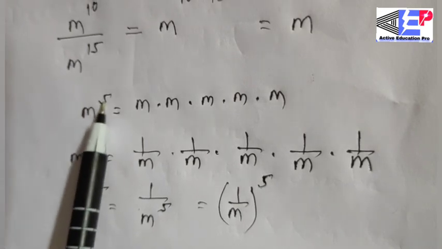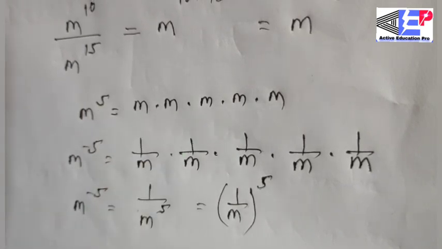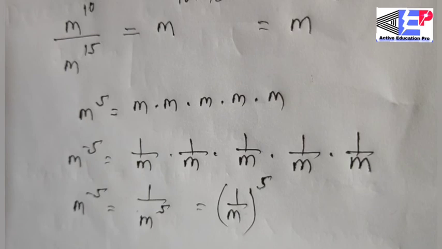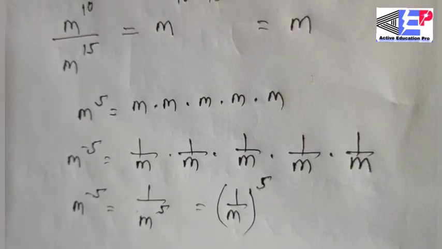Clear? m to the power 5 means multiplication of m for 5 times. m to the power minus 5 means multiplication of m's reciprocal for 5 times. Positive means multiplication of the same number, and negative means multiplication of the reciprocal of the same number. Okay, these are the basic rules of division.